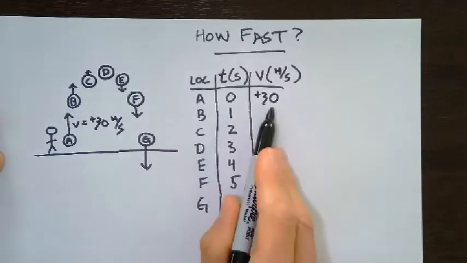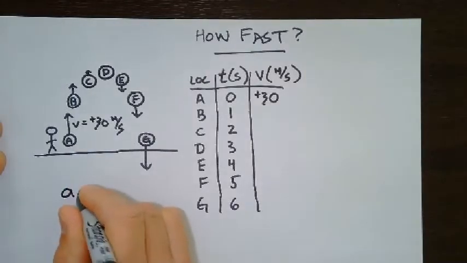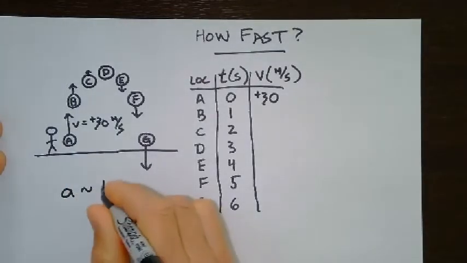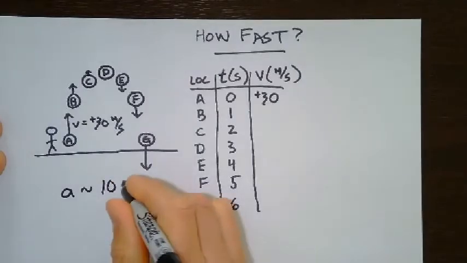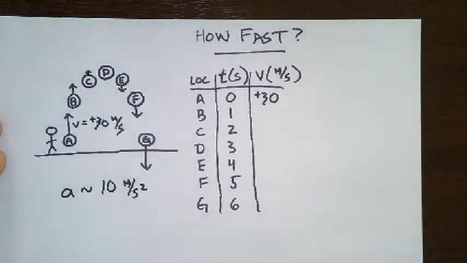We know that it decreases because common sense tells us that things slow down when they're on their way up. But what we also know is that the acceleration of gravity is around 10. And that means that every time a second goes by, the velocity is going to change by 10.